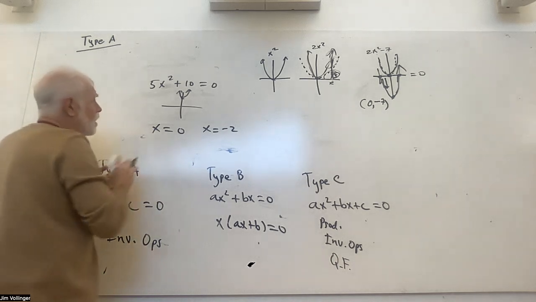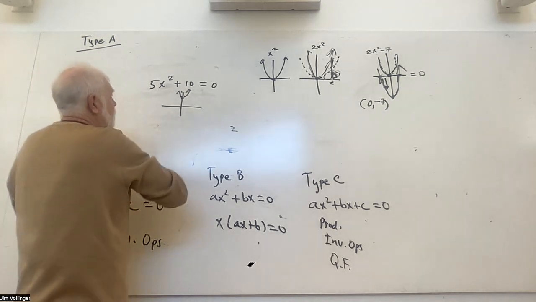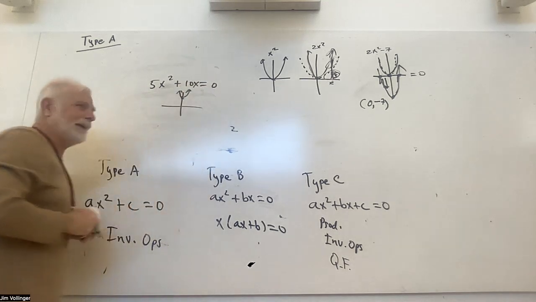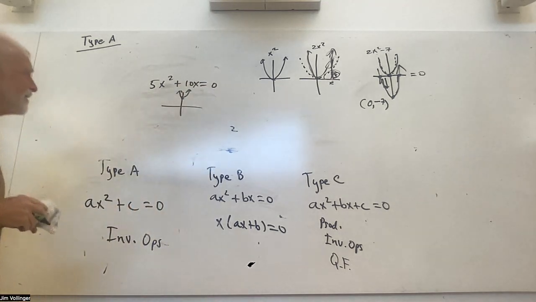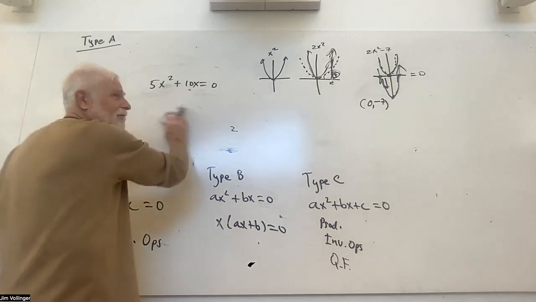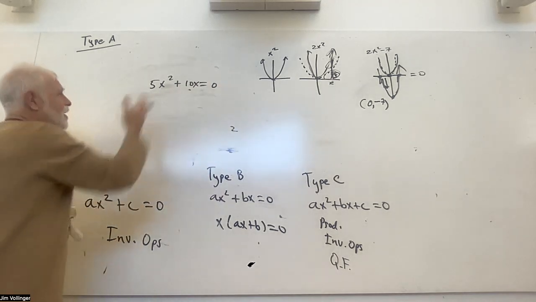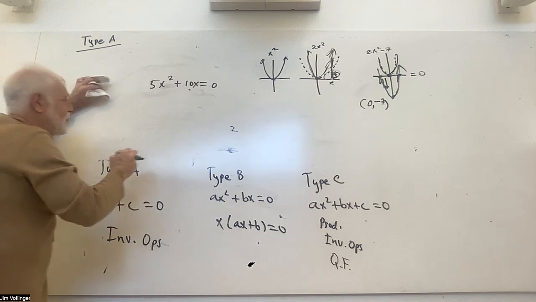I might have said something wrong here. So let's factor this. Oh, this was 10x. I went back to the other type A. So I was looking over there because all I did was put an x with the 10. So that's where I got confused.